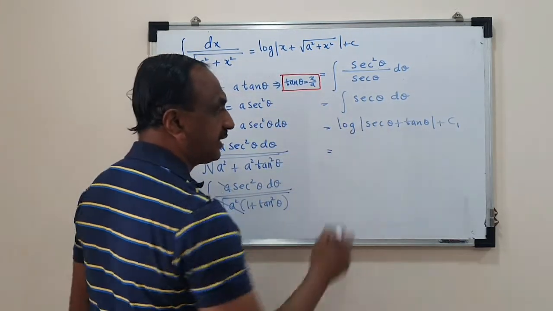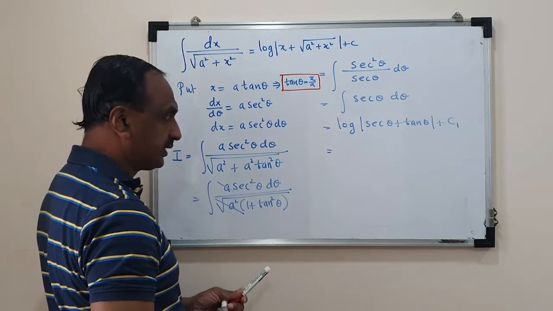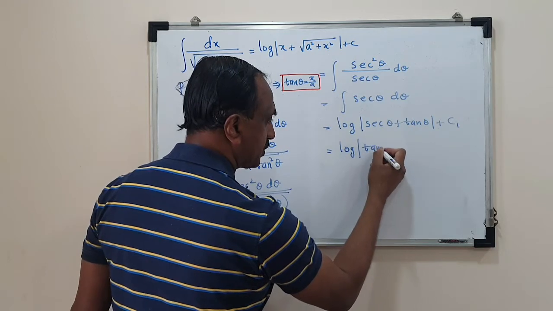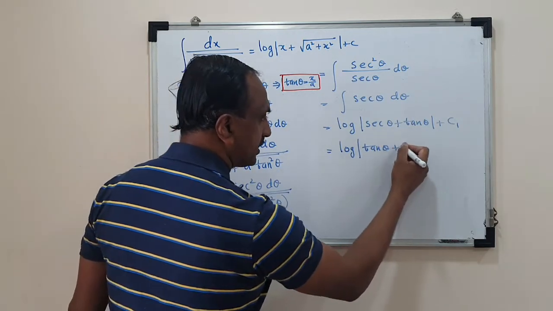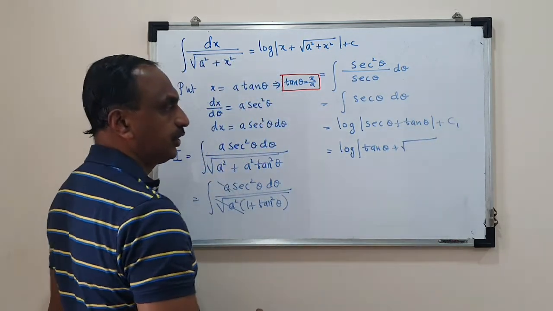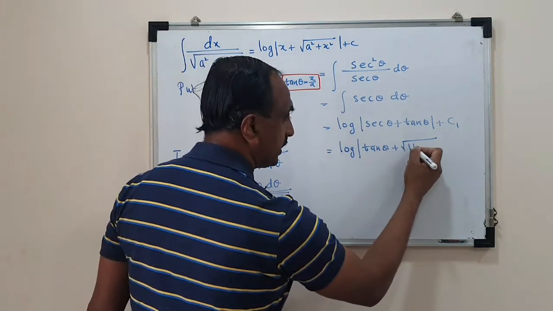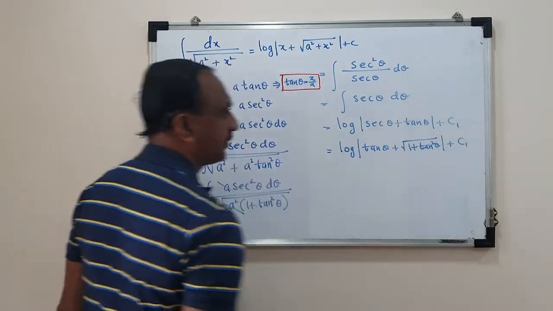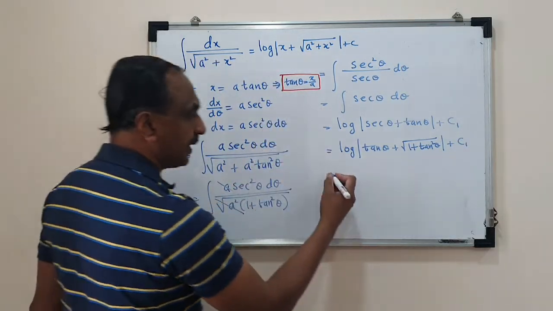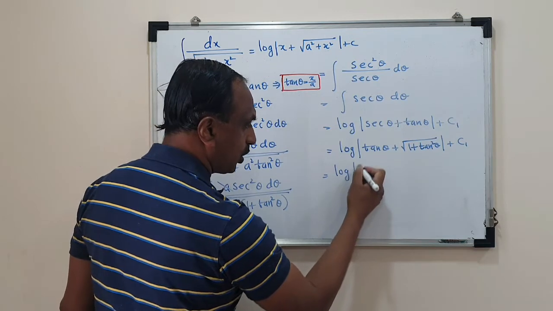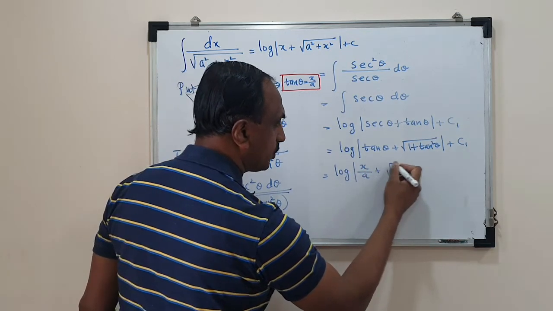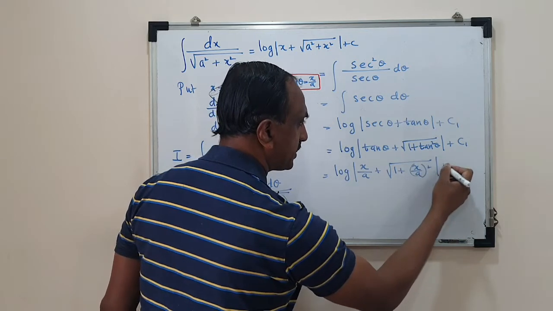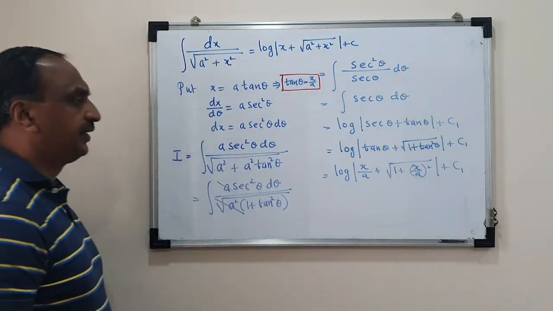But here we have sec theta also. So what I am going to do here is, I will write this as log of tan theta first of all, this tan theta. Sec theta I am going to write it as, you know that sec square theta is 1 plus tan square theta. So I can write 1 plus tan square theta whole under the root. Now sec theta I will replace by x by a. So log of x by a plus root of 1 plus x by a the whole square plus c1. Now what I can do?